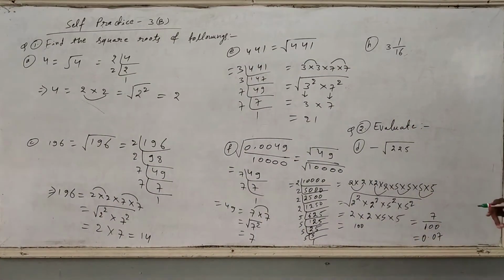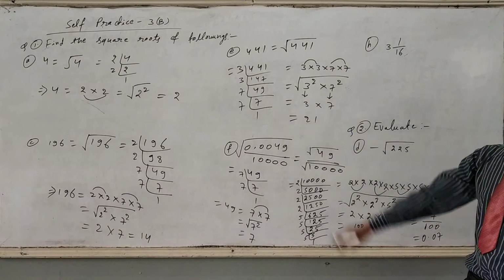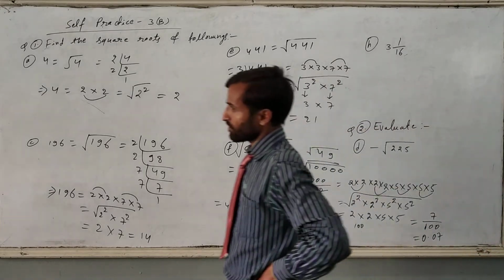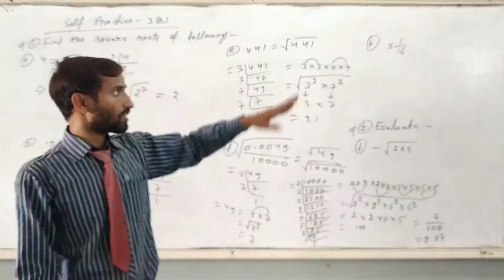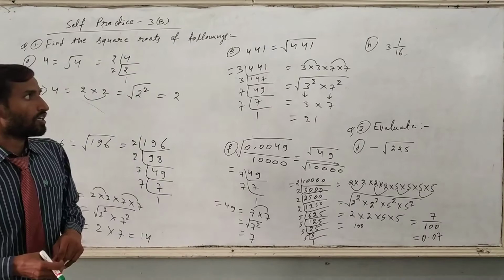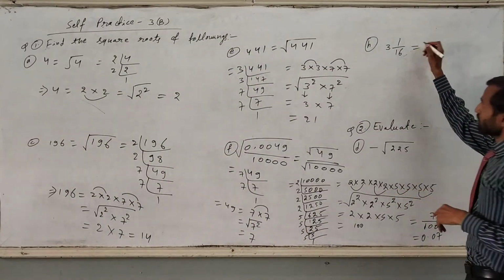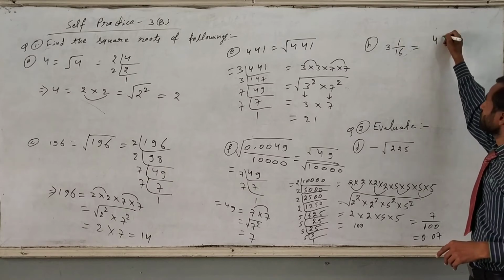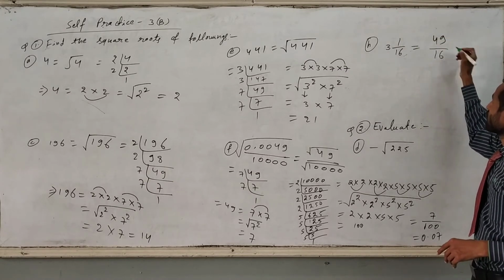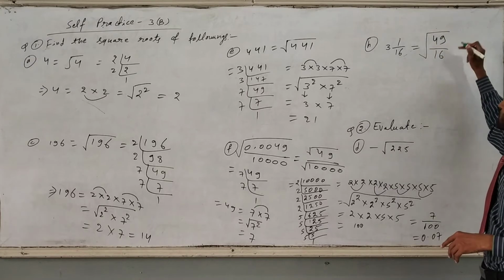Like that, again a different type of question is given here. It is a fractional number. We have to find the square root of a fractional number. Here we have been given a mixed fraction. First of all, you have to convert it to an improper fraction. So 16 threes are 48. 48 plus 1, 49 will come. So 49 upon 16. So we have to find the square root of this number.